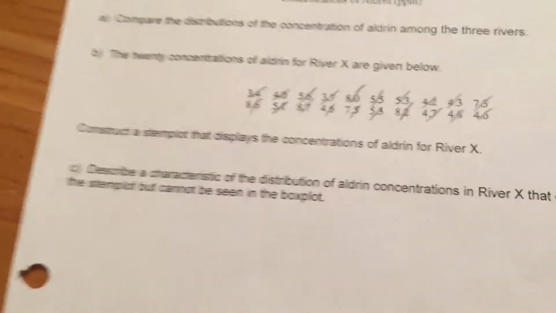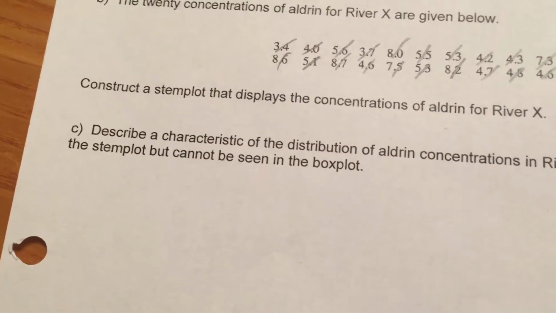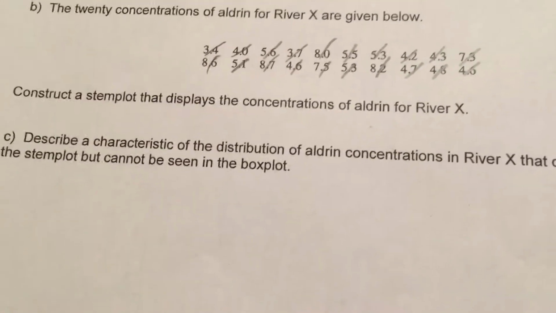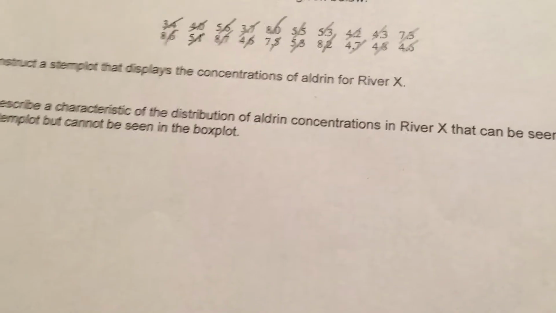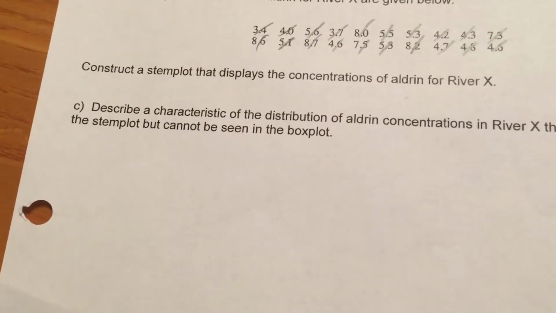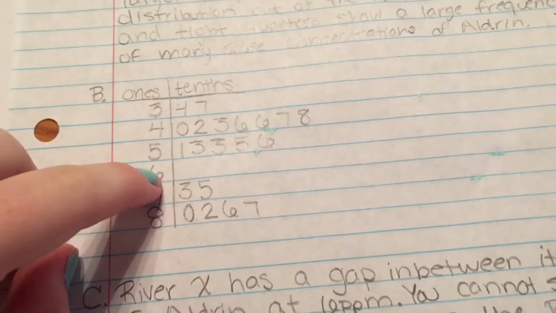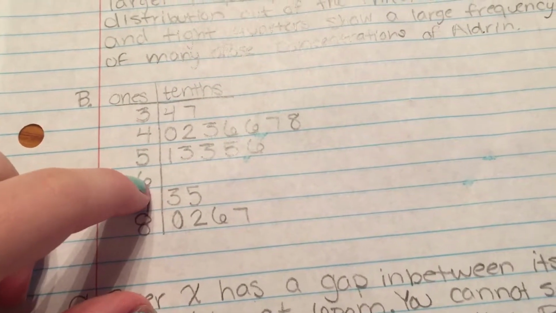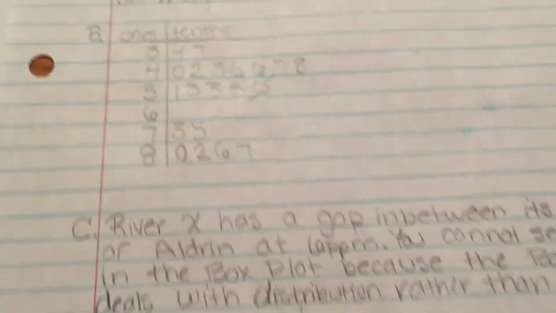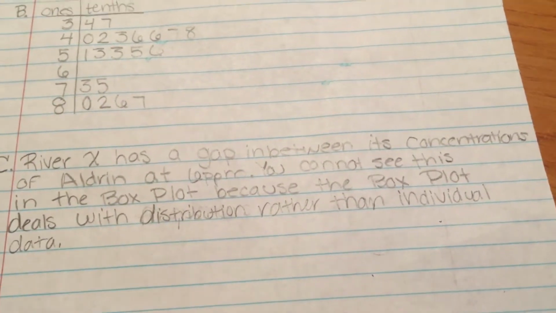Letter C asks, describe a characteristic of the distribution of algin concentrations in River X that can be seen in the stem plot but cannot be seen in the box plot. So in my stem plot, you see that there is a gap at number 6. So I said River X has a gap in between its concentrations of algin at 6 ppm.